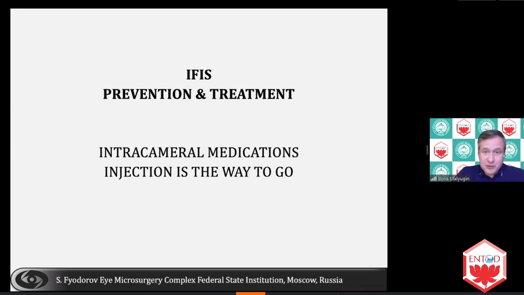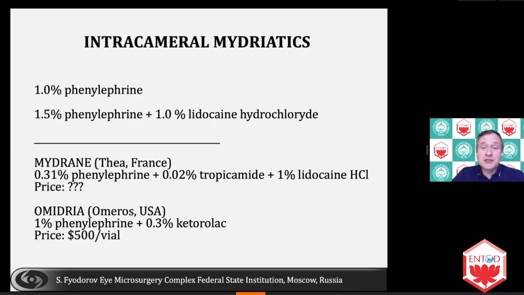So how about prevention and treatment? And my preferred method of preventing the intraoperative floppy iris syndrome is injection of intracameral mydriatics. There are several mydriatics that are available now, including those that are commercially available, Mydrane, which is a combination of phenylephrine, tropicamide, and lidocaine. However, you can make them in the OR, and there are reports of using other drugs such as phenylephrine combined with lidocaine and also epinephrine.